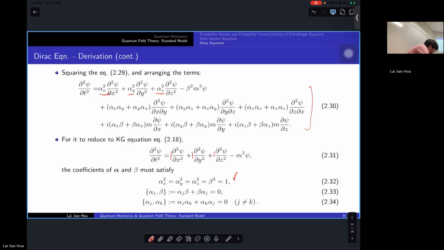And these terms, and also this one, need to satisfy this anti-commutation relation, where we define the anti-commutation relation, for example, for A and B as AB plus BA. So the alpha and beta need to satisfy these three equations.